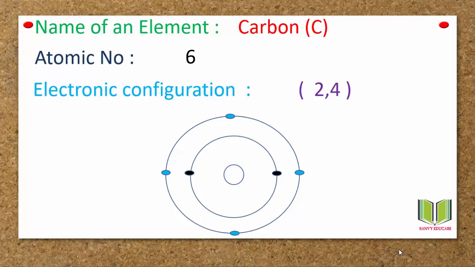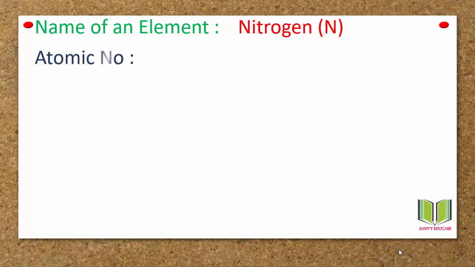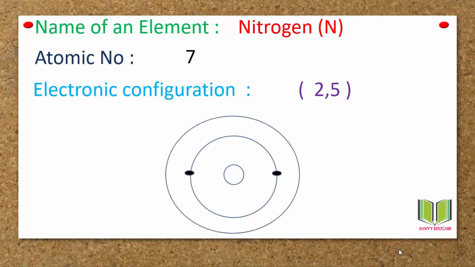Let's see the next element, nitrogen, symbol N, atomic number 7. Electronic configuration 2 5. In the first orbit there are 2 electrons. In the second orbit there are 1, 2, 3, 4 and 5 electrons in the outermost shell.